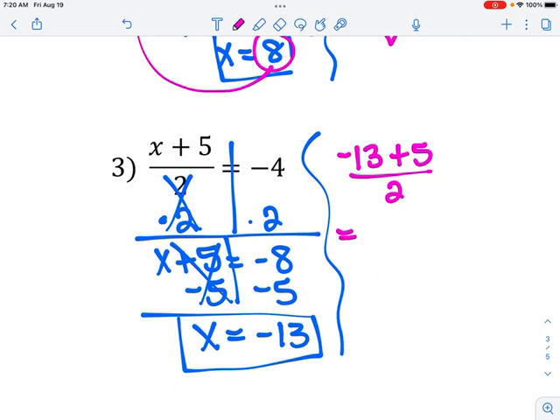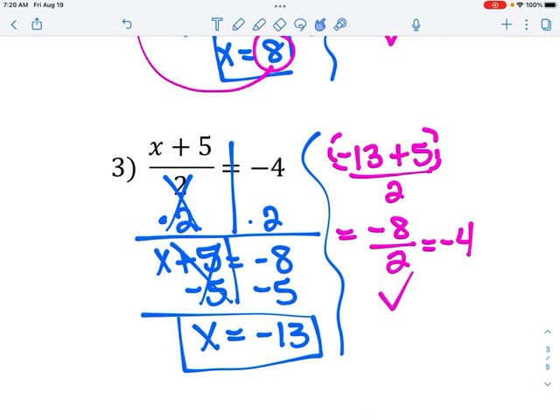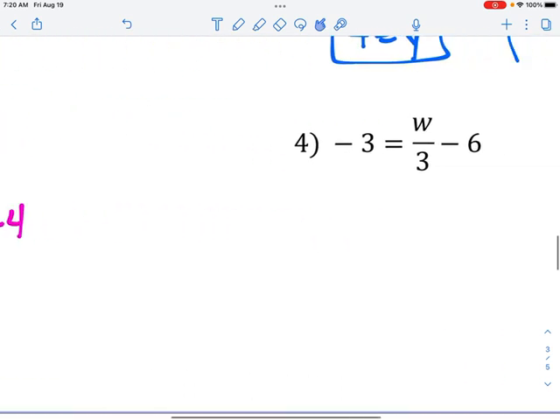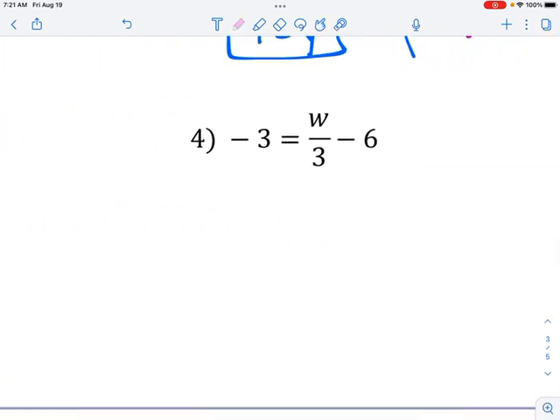So order of operations, remember, even though they're not written, there is kind of a hidden set of parentheses there because it's in a fraction. So negative 13 plus 5, that's going to get me negative 8. Negative 8 divided by 2, that's negative 4, and that is exactly what we wanted. So we know we have the correct answer. All right, let's do number 4.